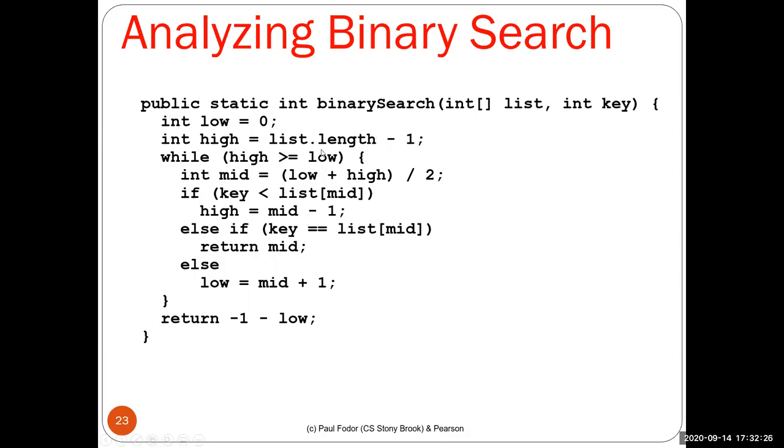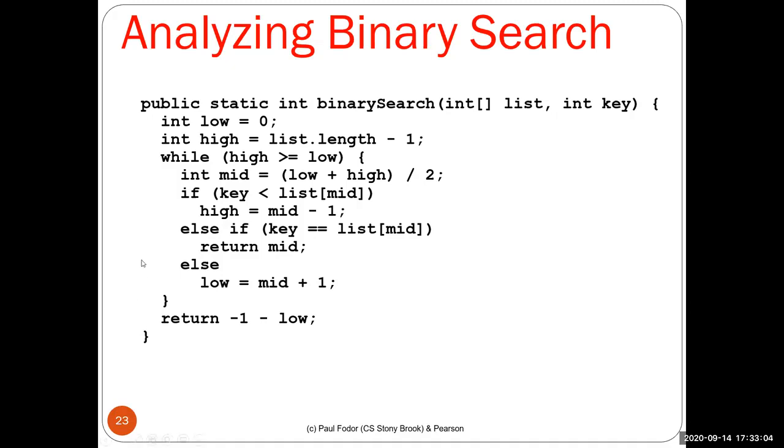While the high is greater than low, you compute the index of the element in the middle, which is low plus high divided by 2. If the key is less than the element at index mid in the list, then the high is set to middle minus 1. If the key is equal with the element in the middle, then the middle is returned. Else, the low is assigned the middle plus 1. So basically, you are restricting the search area with half of the elements of the remaining array at every step.